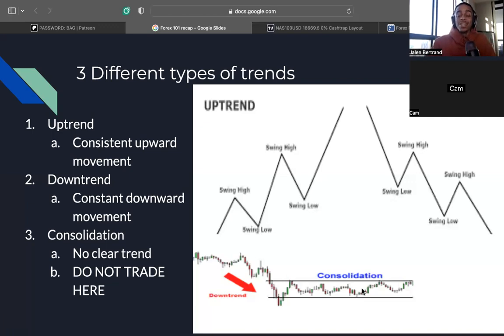Now we have consolidation, where the market is literally just moving sideways. So here you could draw a line above and below, a ceiling and a floor, and literally it just bounces back and forth. We're not trading that, and the reason why is because there's no clear direction. In a perfect world, yes, we'd say, oh, we'll buy here, sell here. But in the charts, when you're trading, it doesn't necessarily work like that.